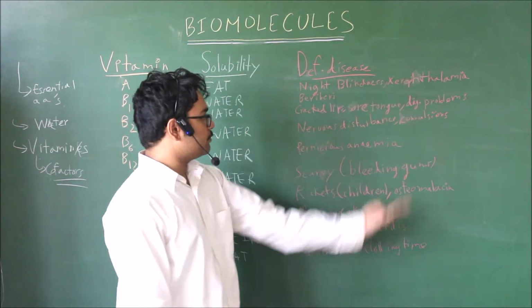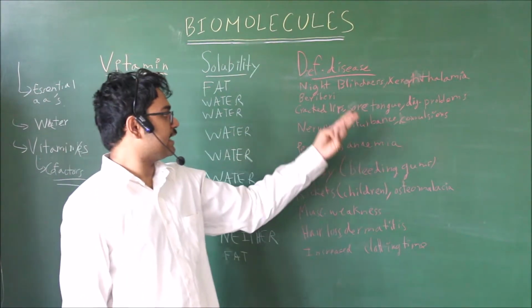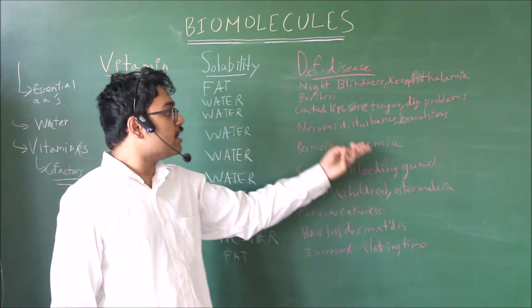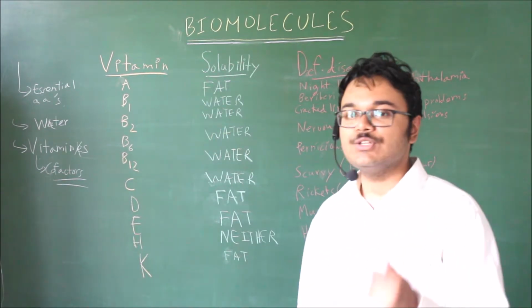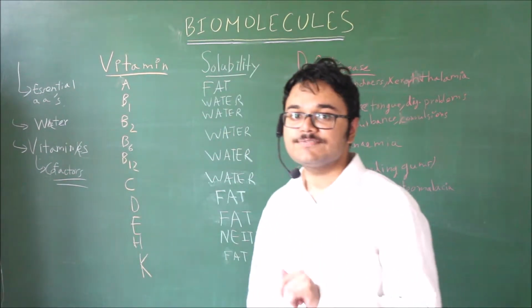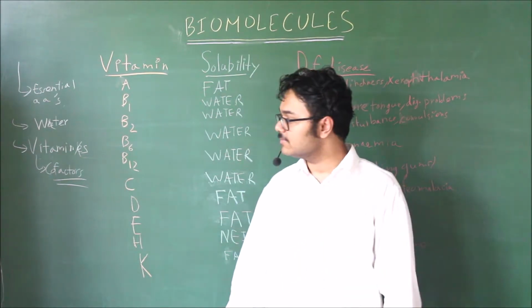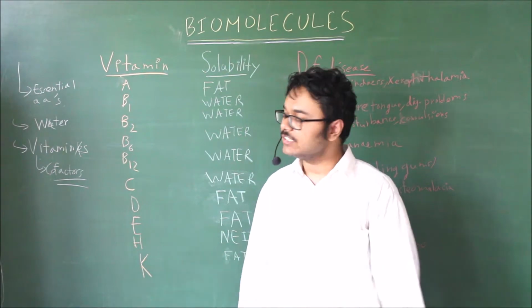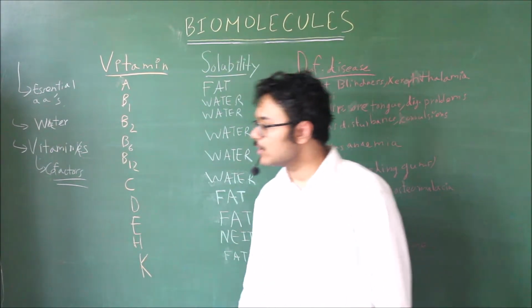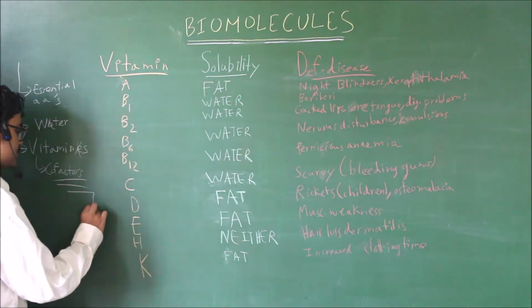correctly, lo and behold, these diseases appear, like night blindness, cracked lips, nervous disturbances, etc. These are all because of improperly functioning enzymes. But those enzymes are dysfunctional not because there's something wrong in them, but because they're lacking these cofactors, which are vital. Okay, cofactors actually themselves come in two kinds. One is coenzymes.